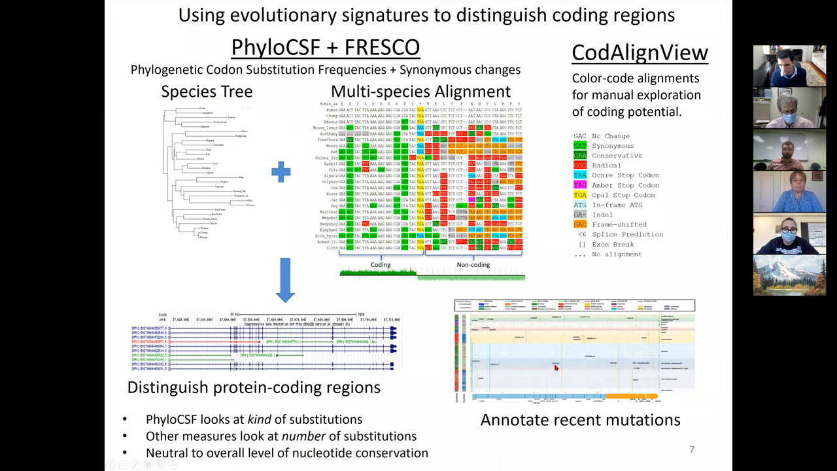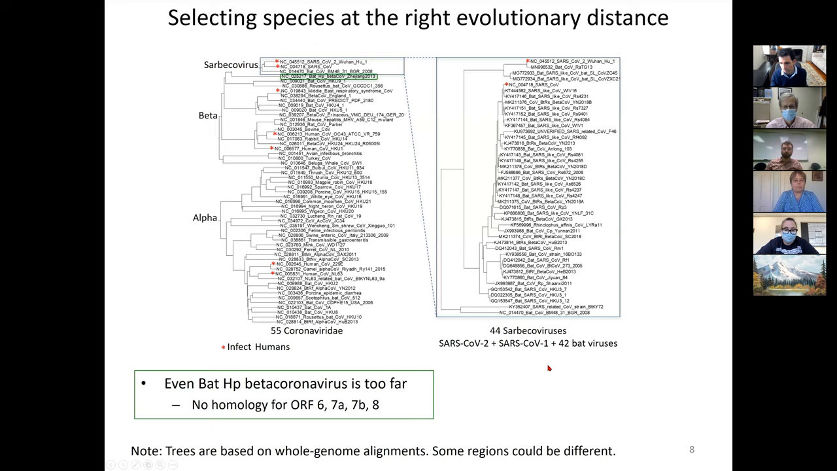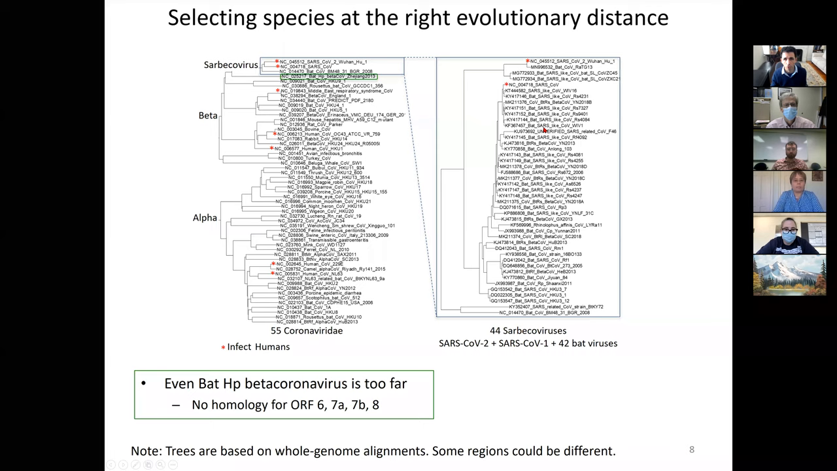The question is, which ones are functional? Which ones are actually driving the selective pressures? And what does evolution have to say to help interpret which ones are more likely to actually be benign or functional? So to apply these methods, basically, Erwin selected a set of 44 sarbecovirus genomes, so SARS-related beta coronaviruses.